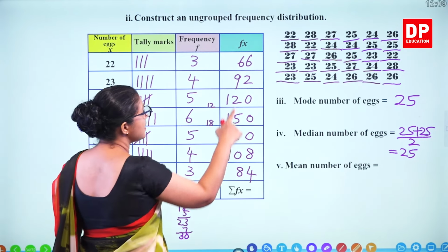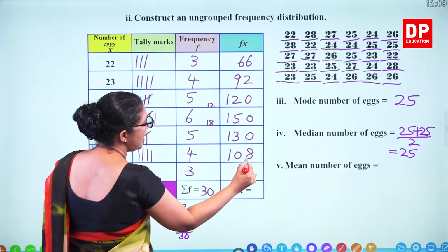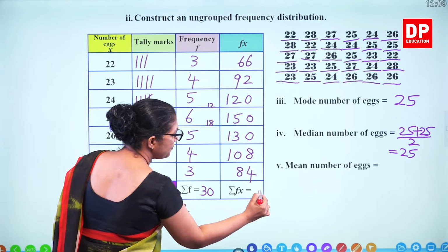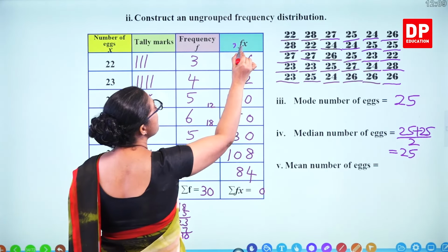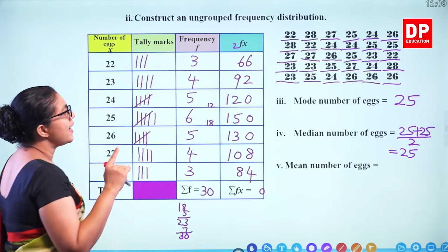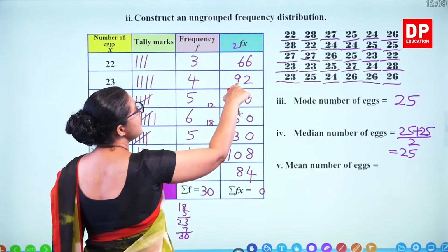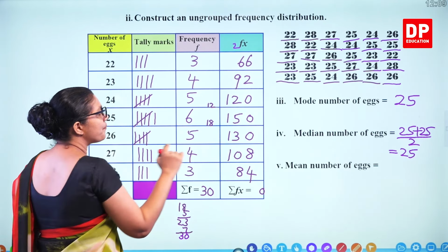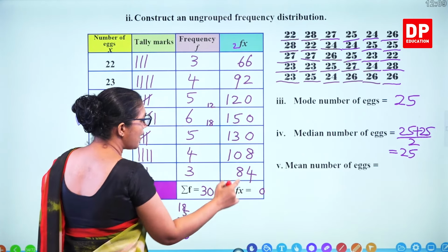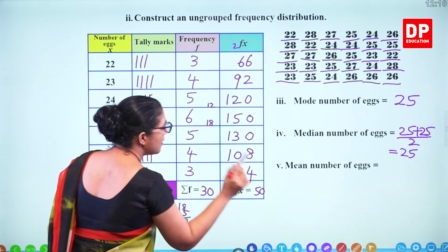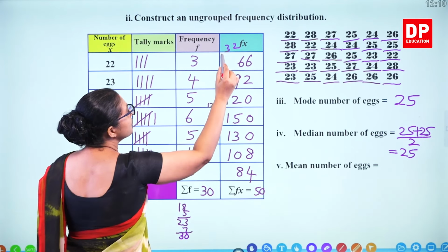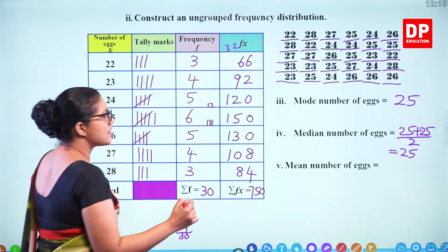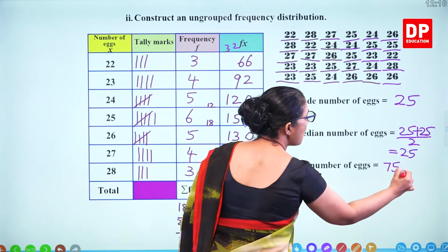Now total frequency, fx column. 8, 8, 8, 16. 16 plus 4, 20. 2 remaining. 6 plus 2, 8. 8 plus 2, 10. 19. 20, 24. 24 plus 3, 27. 27 plus 8, 35. 3 remaining. 4, 5, 6, 7. 750. So 750 is the total fx.